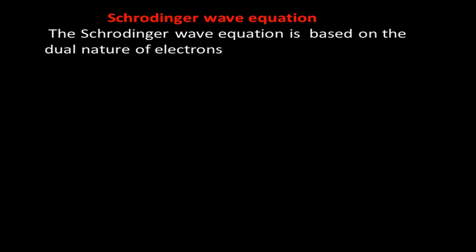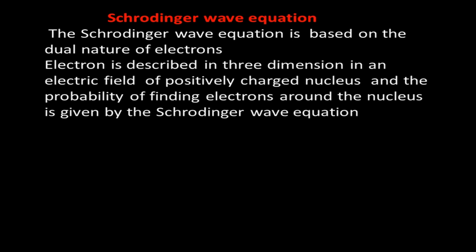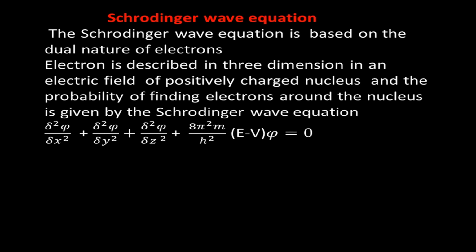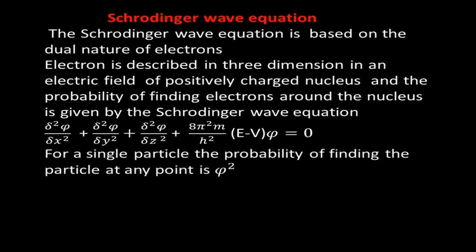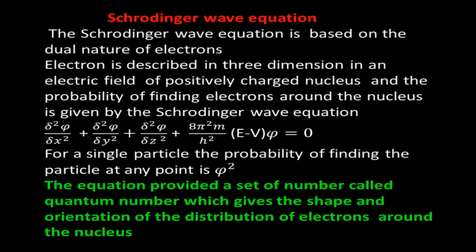Schrödinger wave equation. The Schrödinger wave equation is based on the dual nature of electrons. The electron is described in 3 dimensions in an electric field of a positively charged nucleus, and the probability of finding the electron around the nucleus is given by the Schrödinger wave equation, which is as shown below. For a single particle, the probability of finding the particle at any point is psi squared.